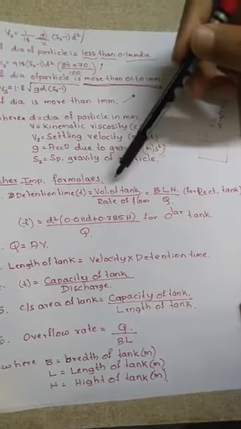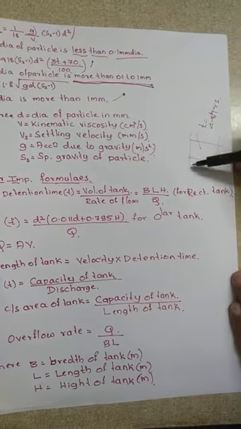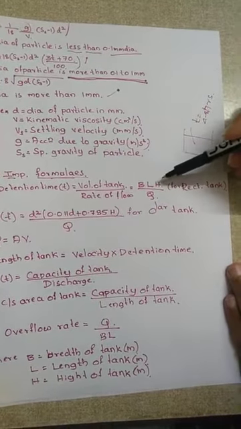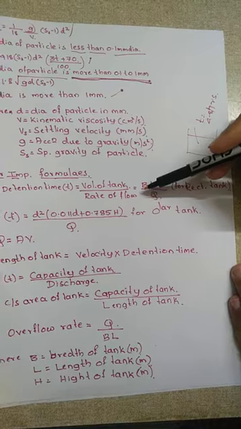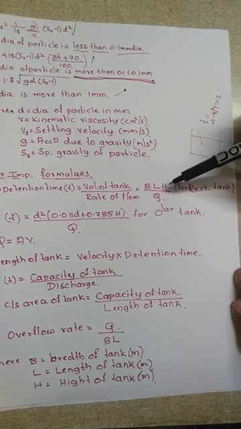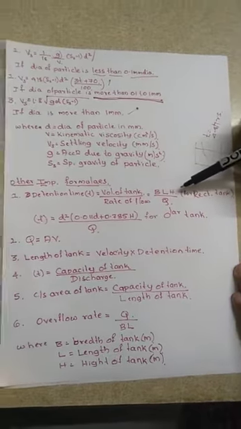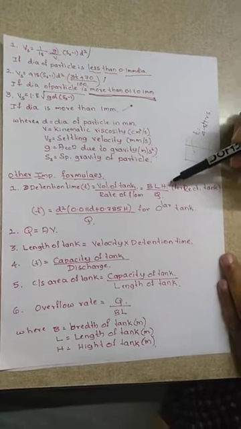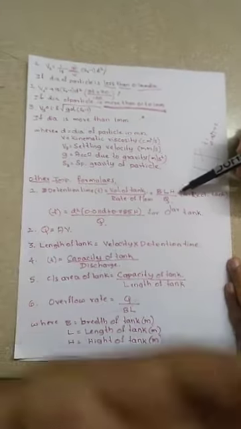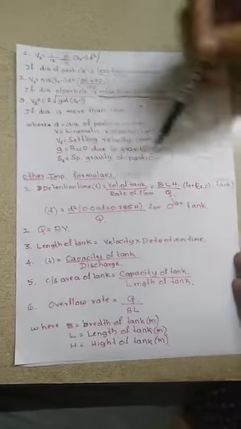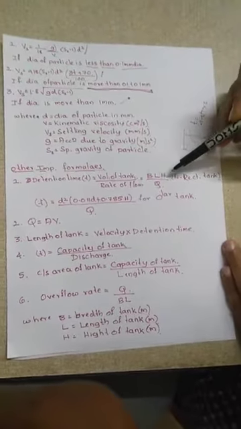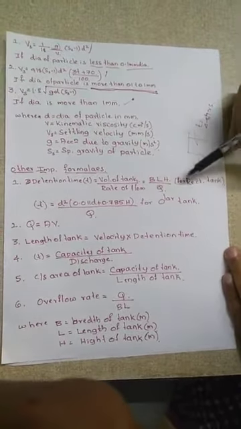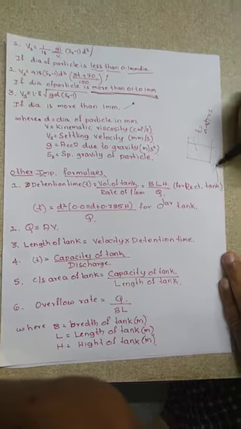We determine it by using the volume of the tank, that is breadth, length, height, divided by the flow rate, that is the rate of flow. We normally keep it in hours. This first formula, volume of the tank divided by rate of flow, we use for the rectangular tank.